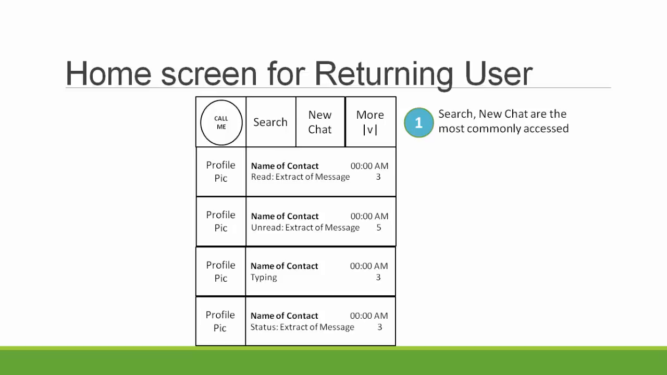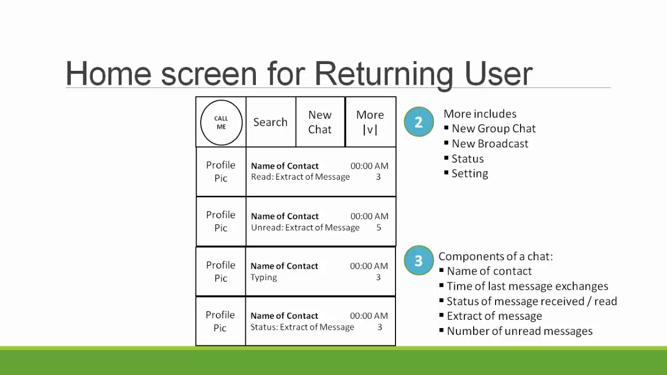Let's look at the logic. The reason why we have search, new chat at the top is because these are the most commonly accessed things. The reason why we have more as a drop-down link is because, remember in the earlier slide we said that you would want the person to start a new group chat, a new broadcast, or links to their status and settings. You would want to highlight it, but since the space is limited, you club them all under a drop-down link called More.